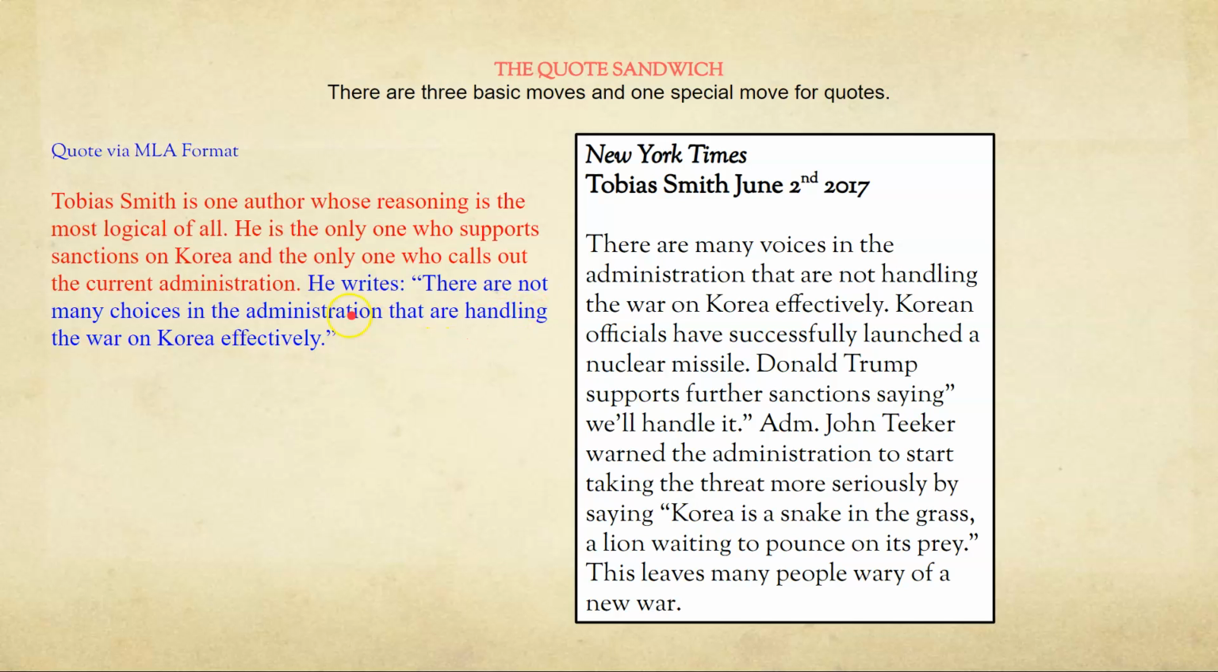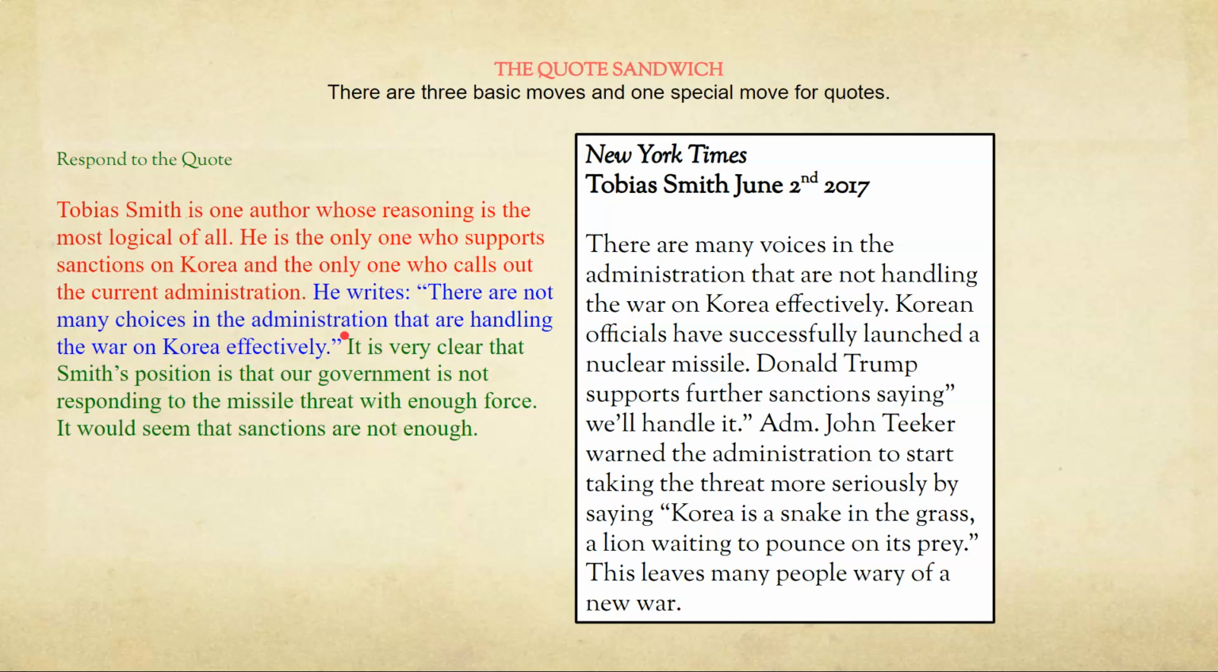Now they also go on to include the quote. So then he writes, there are not many choices in the administration that are handling the war on Korea effectively. So what they're doing here is introducing the quote and then making the rhetorical move of including that quote. And then they build on it further. So then they also explain or evaluate that quote. So then they go on to say, it is very clear that Smith's position is that our own government is not responding to the missile threat with enough force. It would seem that sanctions are not enough.